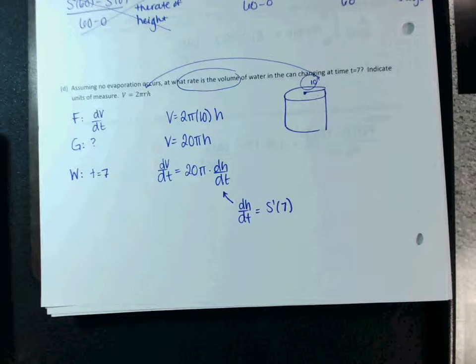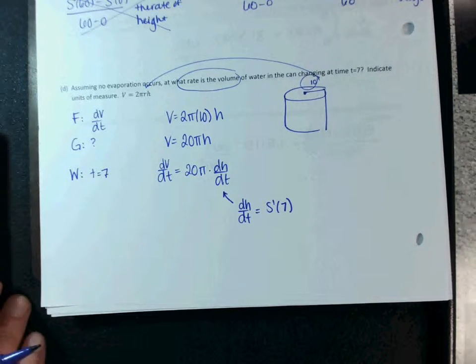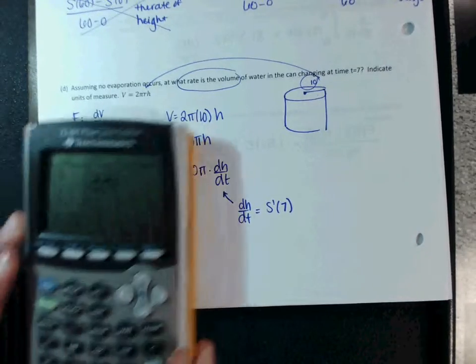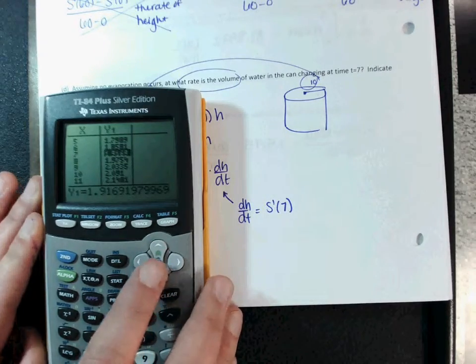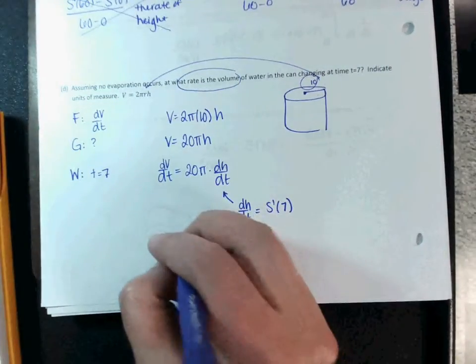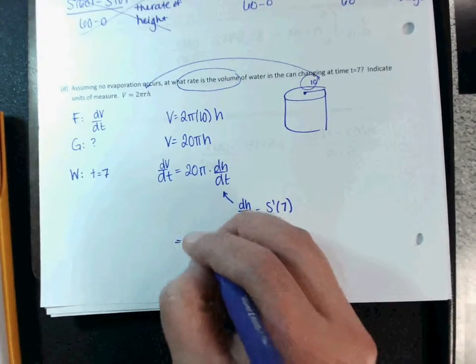Who knows? Okay, so look in your value. What is the value of the derivative that they gave you at 7 when I plug it in? Okay, I got 1.9169, and that's what I'd plug in there for my dH/dt.